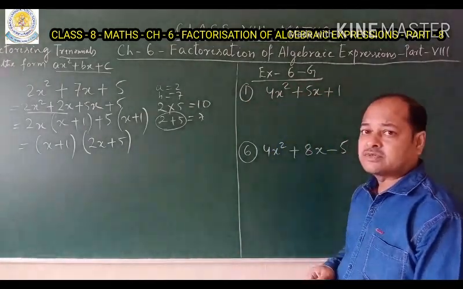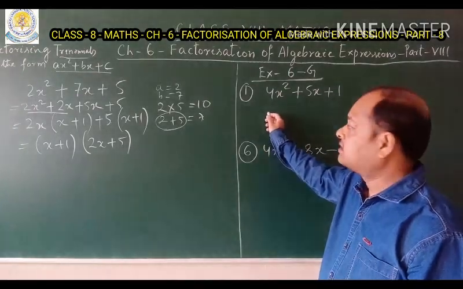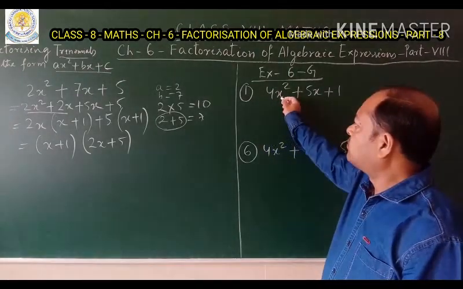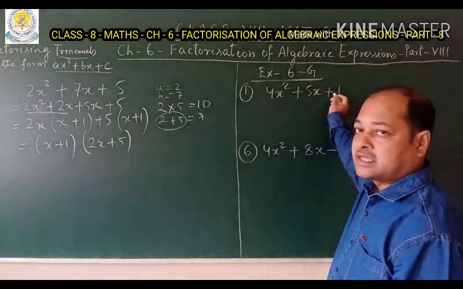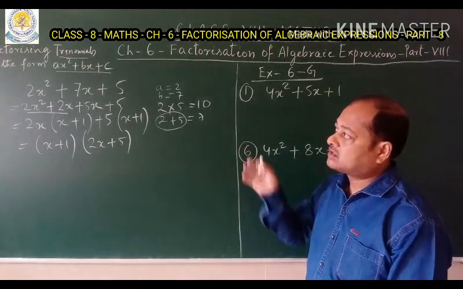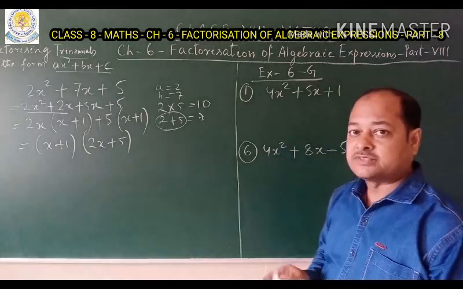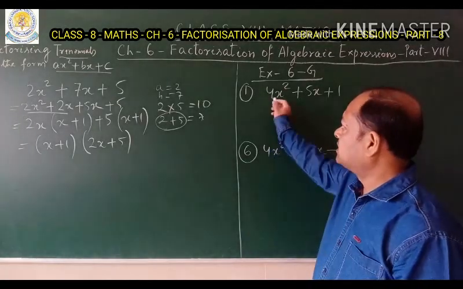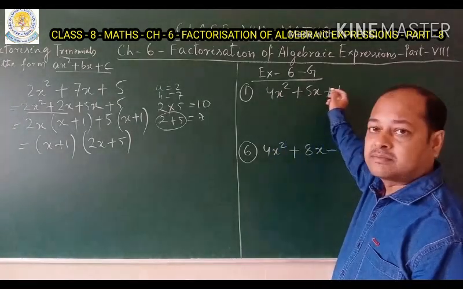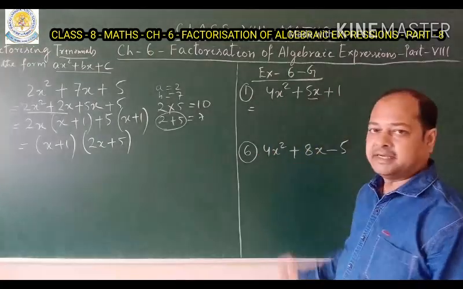So look at the first question of the 6g exercise. The first question says to solve 4x square plus 5x plus 1. It is an algebraic expression, and find its factors using the concept of factorizing trinomials, in the form ax square plus bx plus c. So first step, you have to break the middle term.